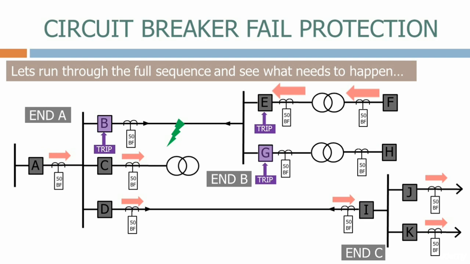Breakers B and G have already tripped, so those systems have already been isolated from the fault, but we are still getting a current backfeed on end B. The only solution to this problem is to trip circuit breaker F, clearing the fault.